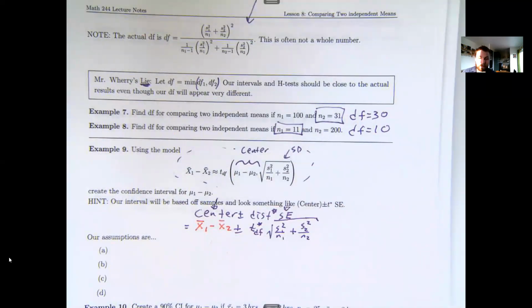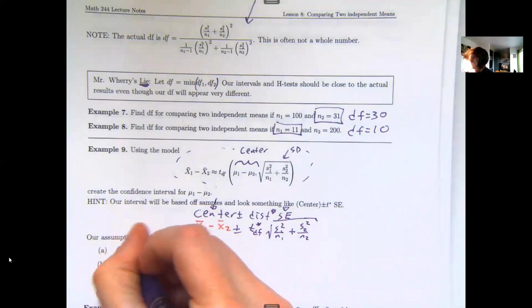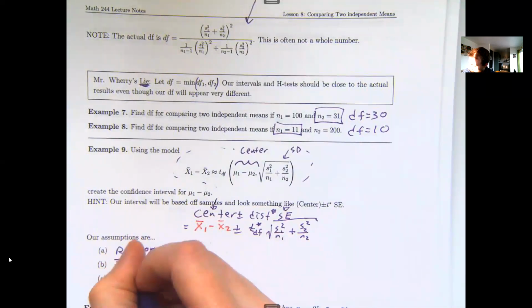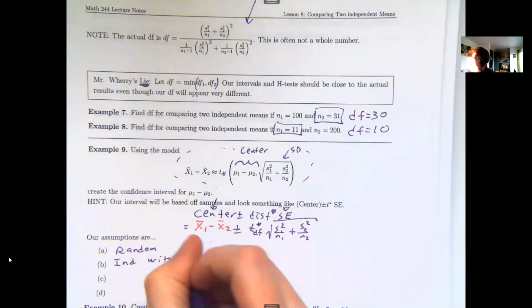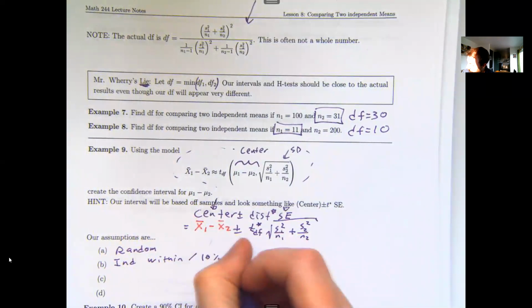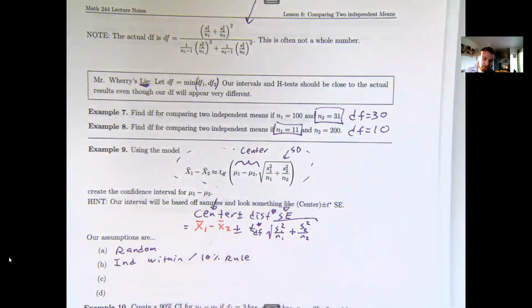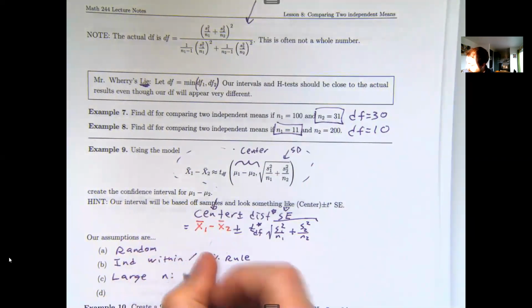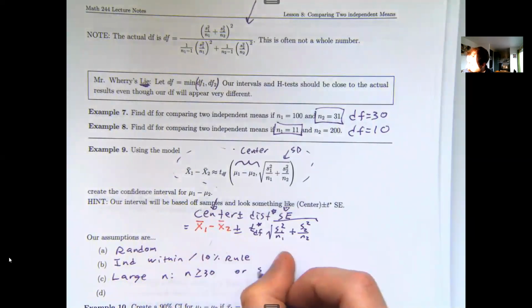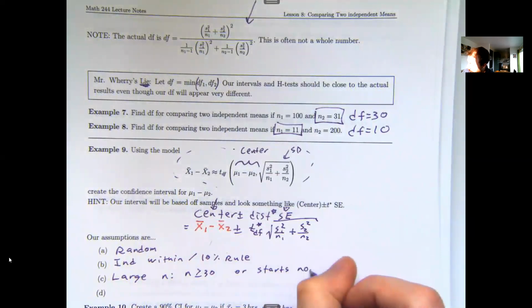There are a couple of assumptions for using this model, the same assumptions that I see for pretty much every model that we work with. I need to make sure that I have a random sample. By that I mean there's no bias in the way the data has been selected. I need to have independence within my first and second group. The backup for this is sampling less than 10% of the population. I call that the 10% rule. And I need to have a large sample. As we saw in the last two lessons, large n for averages means 30 or more, or it starts as a normal distribution.